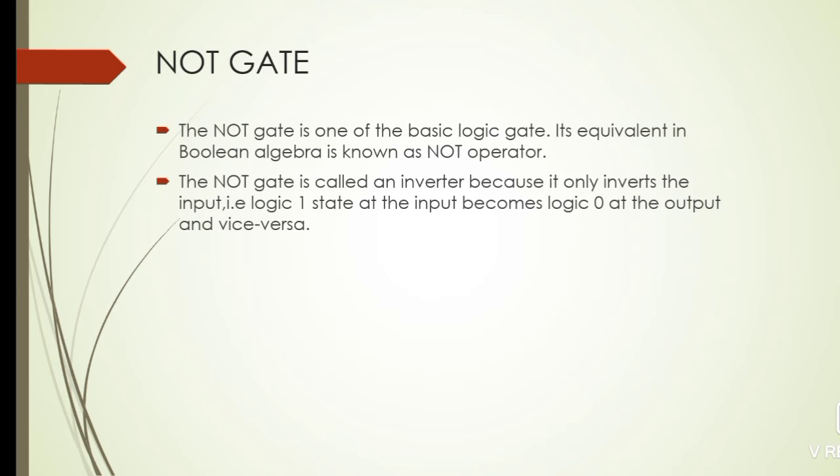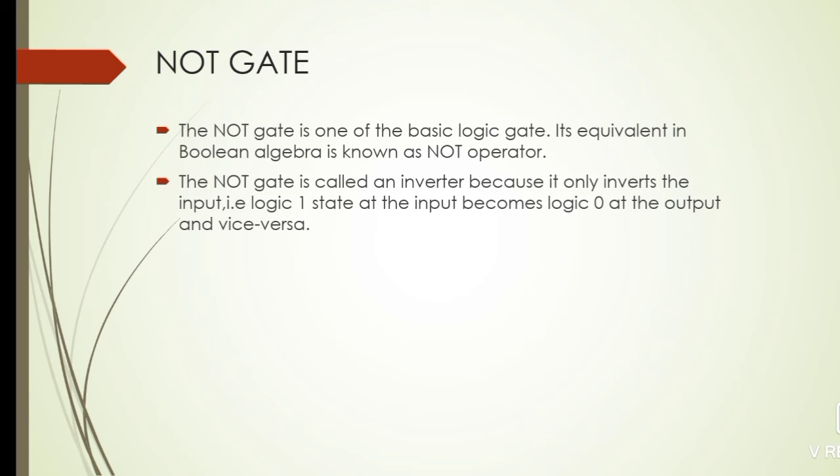Next is the NOT gate. What is a NOT gate? The NOT gate is one of the basic logic gates. Its equivalent in Boolean algebra is known as the NOT operator. The NOT gate is also an inverter, so a logic 1 state at the input becomes a logic 0 at the output and vice versa. The NOT gate is an electronic circuit with only one input and one output, and the output is always the complement of the input.